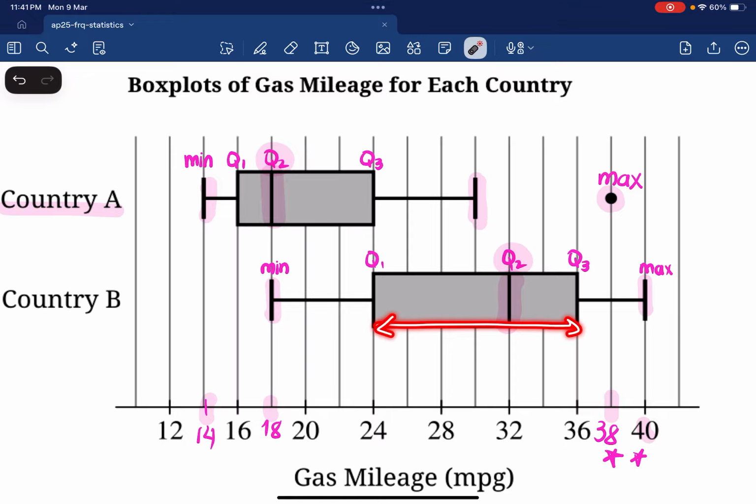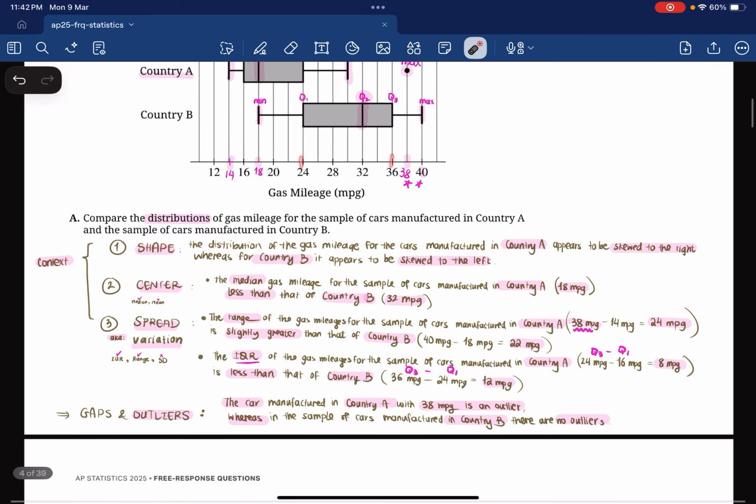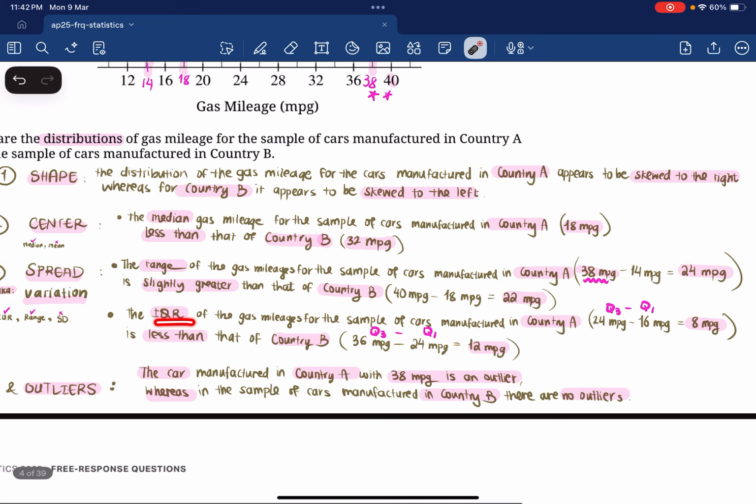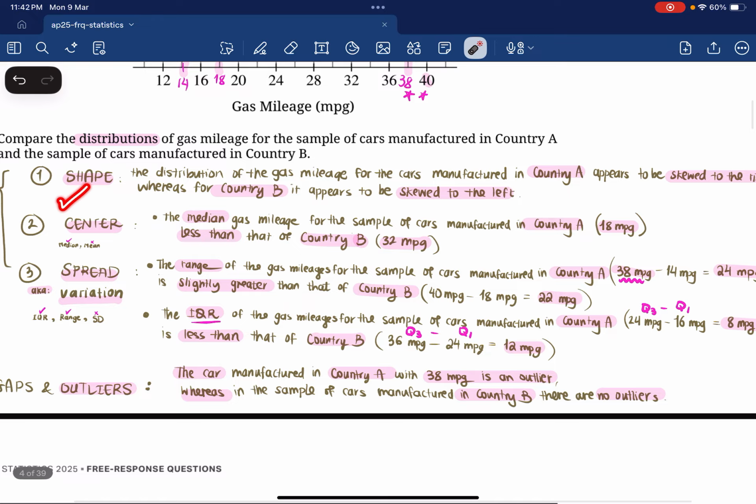But of course, we must do the calculation. So we do Q3 minus Q1: 24 minus 16 for country A and 36 minus 24 for country B. So the interquartile range of the gas mileage for the sample of cars in country A is 8 miles per gallon, which is less than that of country B, in which the interquartile range is 12 miles per gallon. And so we talked about the shape, the center, the spread, and now gaps and outliers.